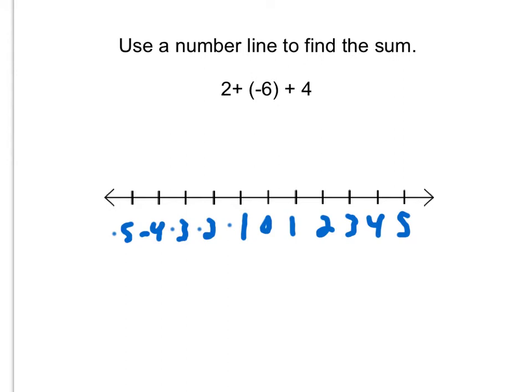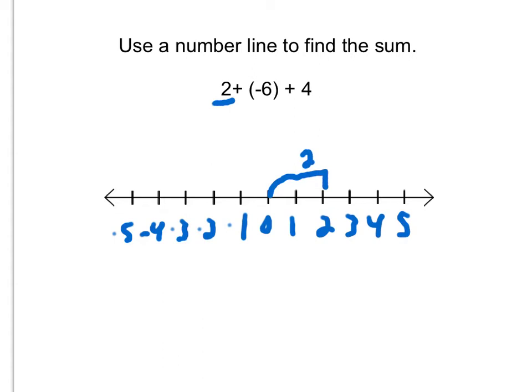Okay, again, use a number line to find the sum. So here's how I'm going to do that. I got to represent each one of my numbers, and I'm just going to travel on the number line like it tells me to. So this says positive 2. So I'm going to start at 0 and travel positive 2 spaces. So I'm going to go 1, 2. Okay, and there's positive 2.